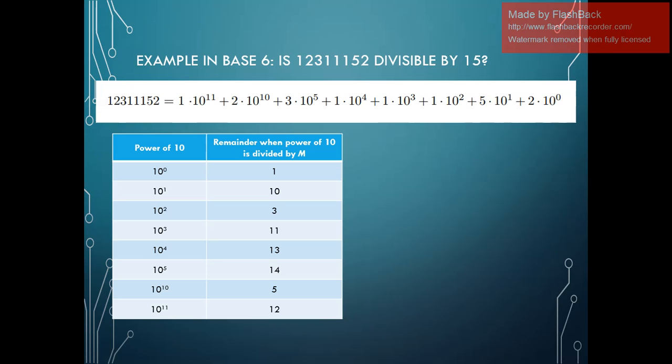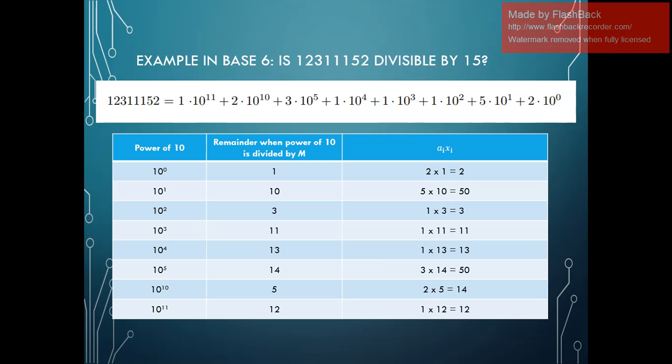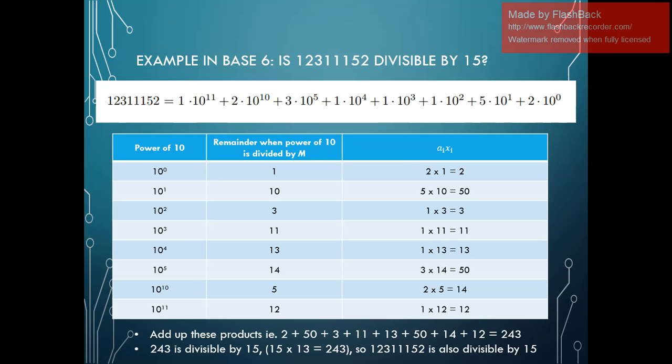Next, we multiply each of these remainders by the corresponding number that was used to multiply the power of 10 when we first rewrote 1231152 as a sum of multiples of powers of 10. Finally, we add up these products and we find that we get 243. We check to see if this sum is divisible by 15. Finding that it is divisible by 15 in base 6, we can conclude that 1231152 is also divisible by 15 in base 6.